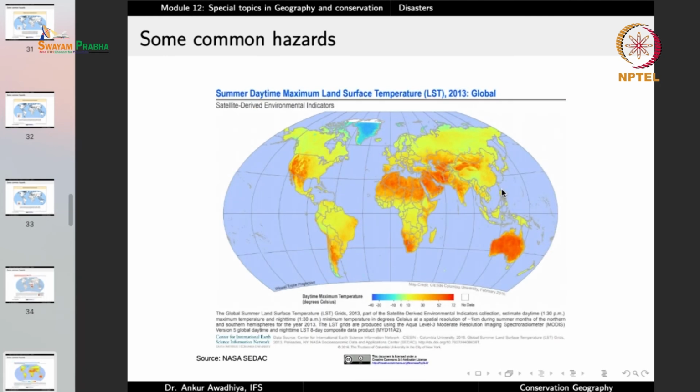If you look at the hazard of, say, heat waves, heat waves can be seen by looking at the temperature distribution of different areas. If you look at the maximum land surface temperature, we find that most of Australia, most of the southern portion of Africa, most of the northern portion of Africa, large portions of Asia and Europe, a very large portion of the US and Mexico, and a large number of areas in South America have a very high maximum temperature in the summer season.